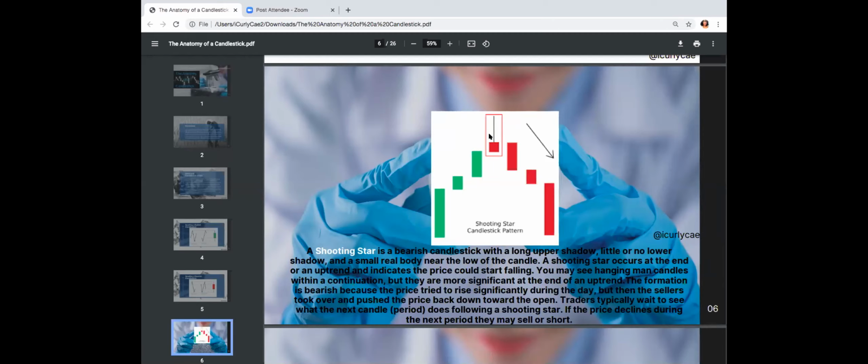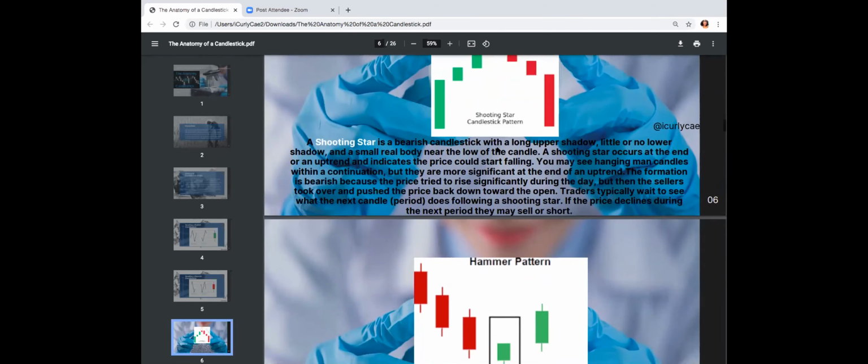Now, this particular formation is bearish because the price tried to rise significantly. You see this large upper wick, it tried to rise significantly through the day, but then the sellers took over and pushed the price back down toward the open. Traders typically wait to see what the next candle or period does following a shooting star. If the price declines during the next period, they may enter a position for puts or try to sell or short that particular stock, if that makes sense.